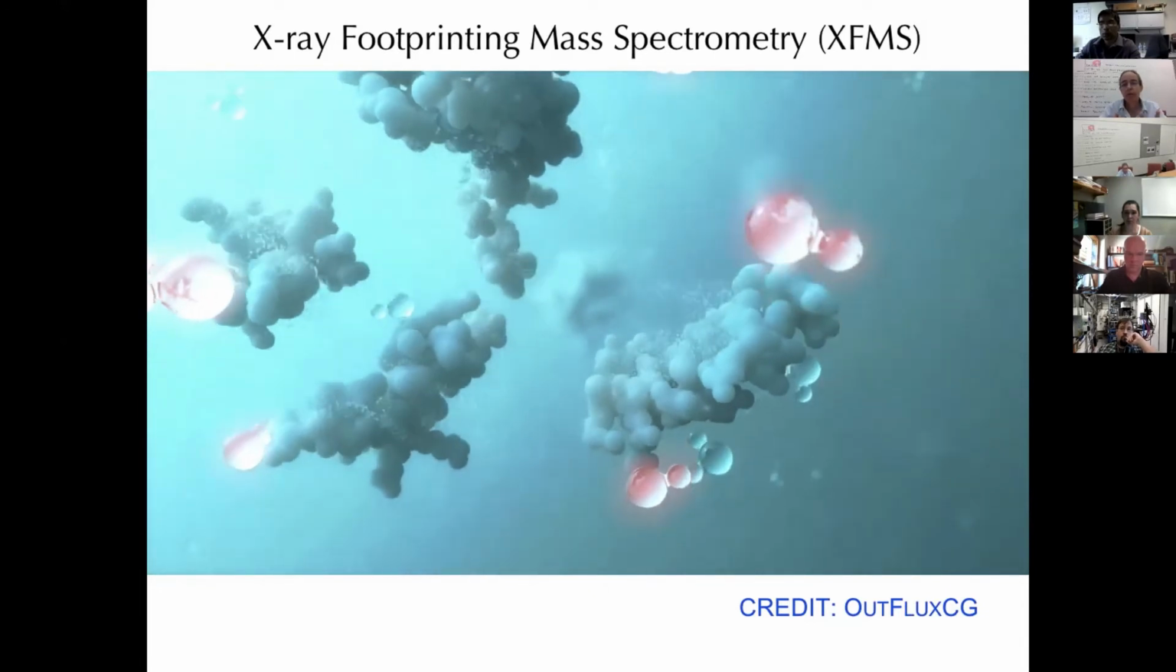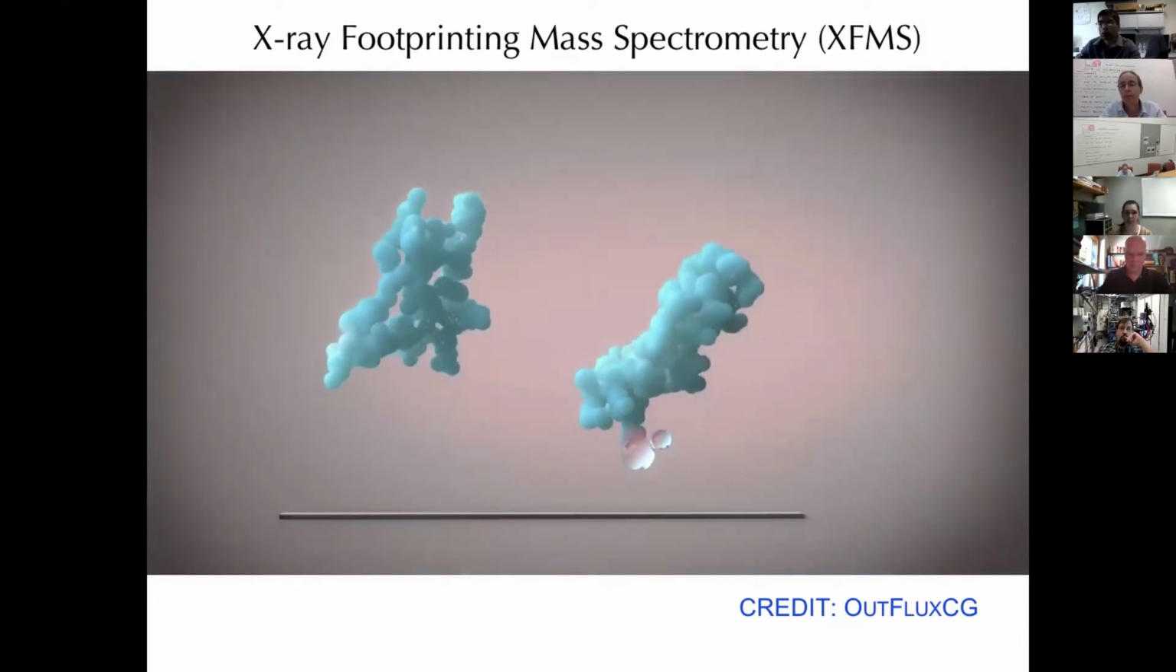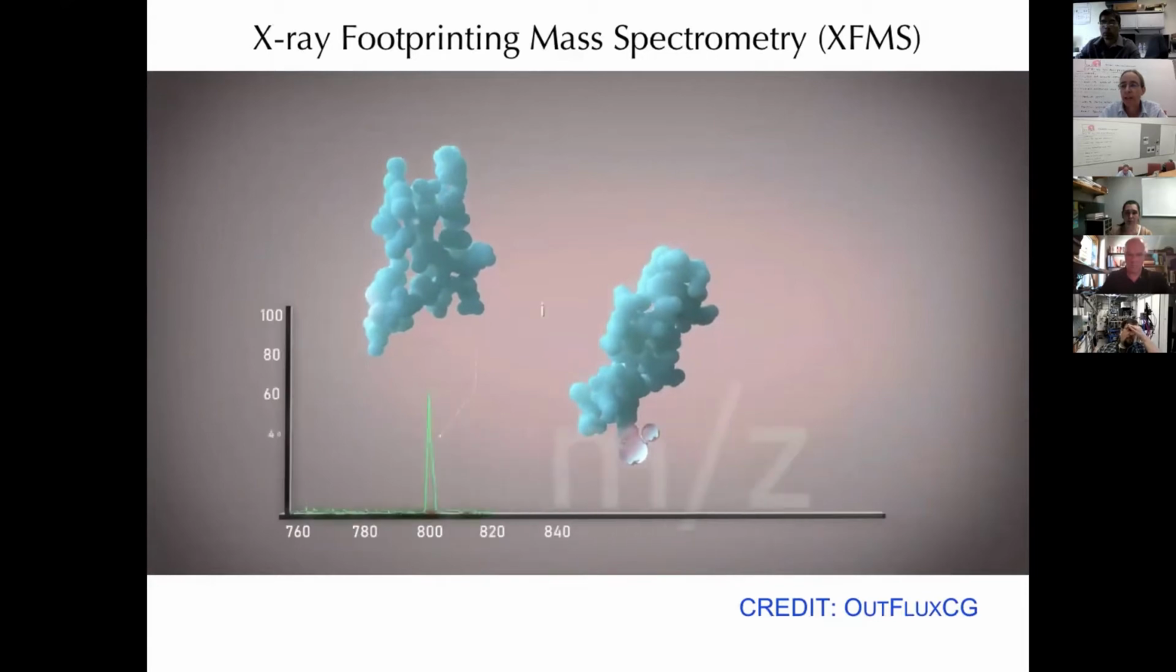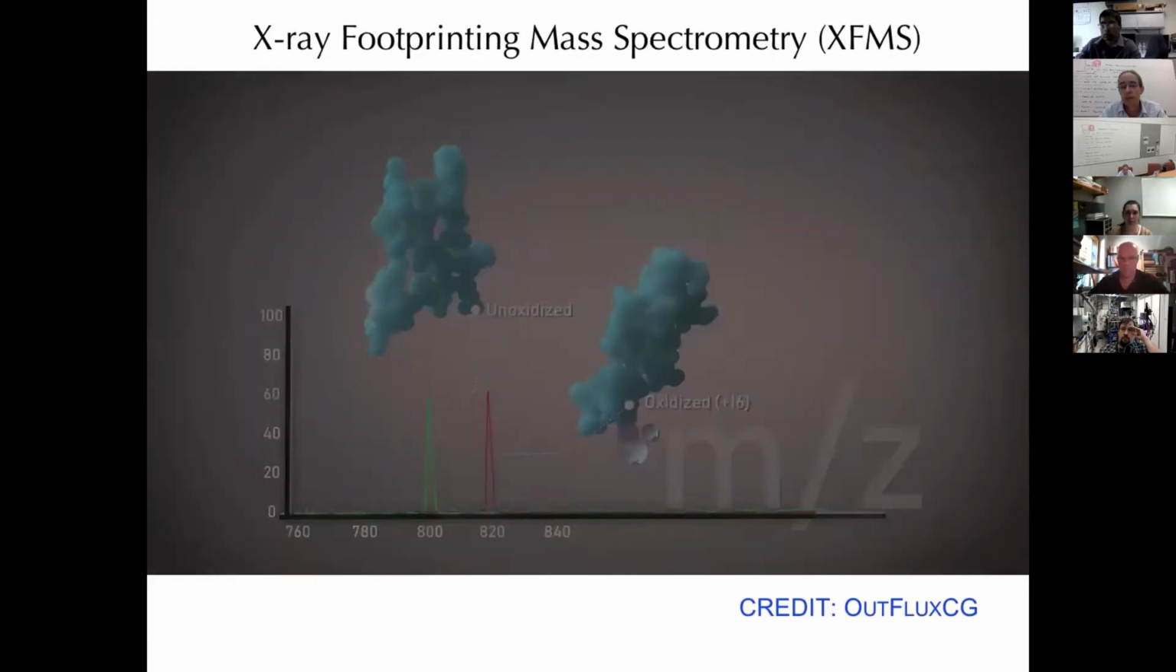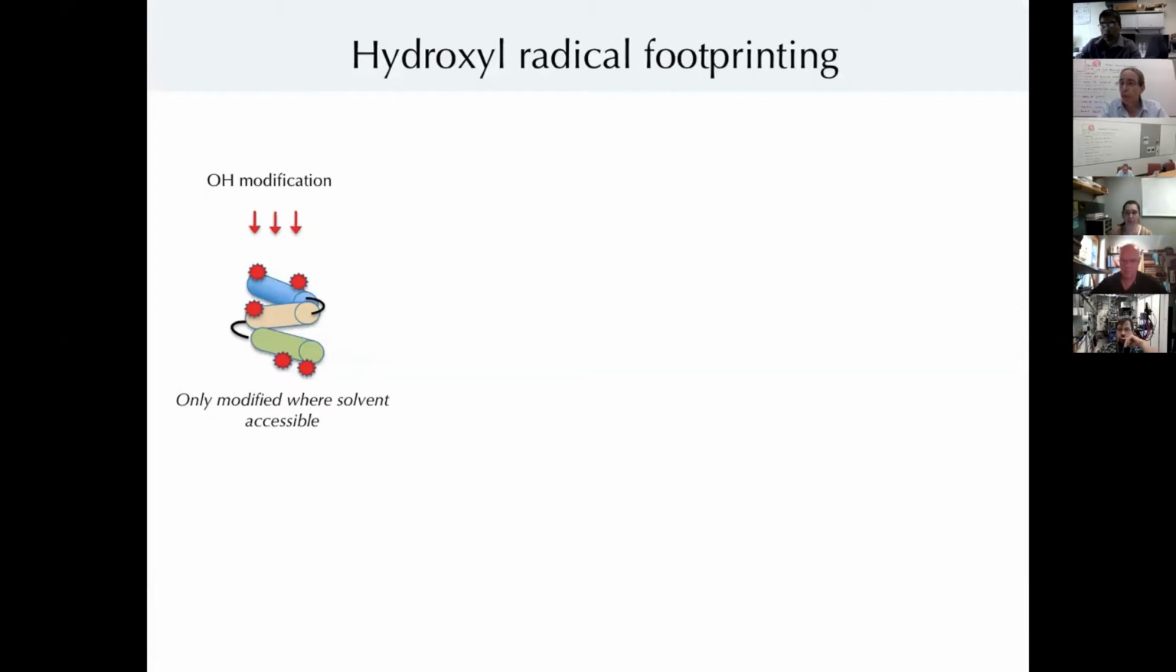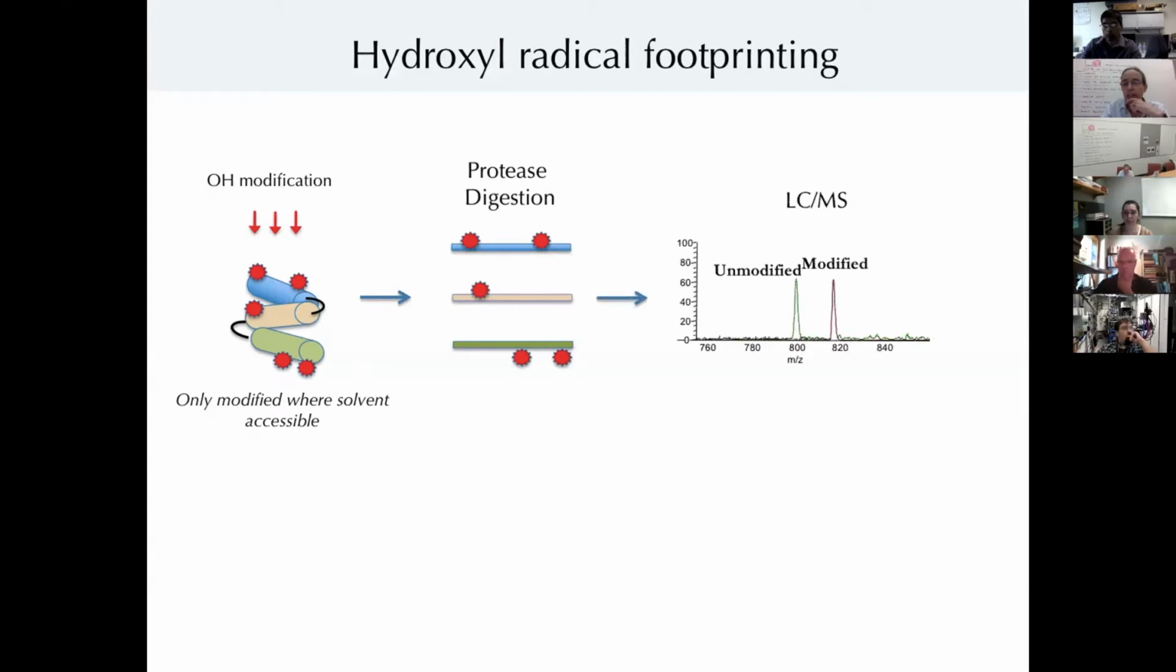So we irradiate our solution, we then take it out of the beam, we add a protease to digest it, and then we run out our samples on mass spec to see where those modifications occurred, those covalent modifications. And from that pattern, we can tell where the water was around the protein. So just in a slightly different format here, you can see that we have the modification, we do the digest, we run a mass spec, we look for where those modifications occurred.